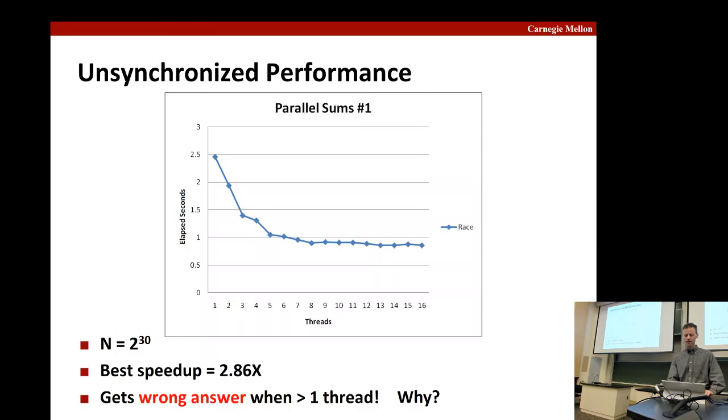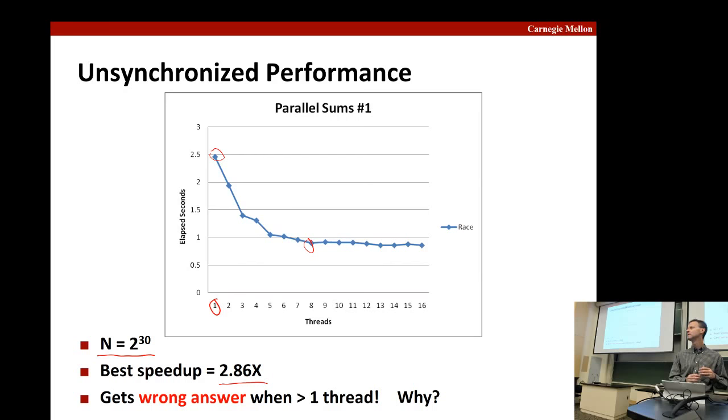So how does that perform? Here's the number of threads we run it on, starting with 1. On a single thread, this took roughly 2.5 seconds. We ran n equals 2 to the 30th. It got better for a while, up until around maybe 8 threads or so, maybe slightly better after that. The best speedup overall was 2.86, but it got the wrong answer.